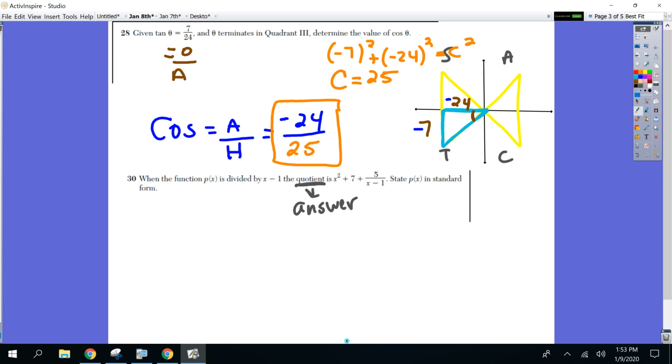We're going to set up an equation. What am I trying to find? P of x. And what am I doing to p of x, kids? How can I show that? Over x minus 1. Everyone all right? So I'm taking that over x minus 1. The answer.